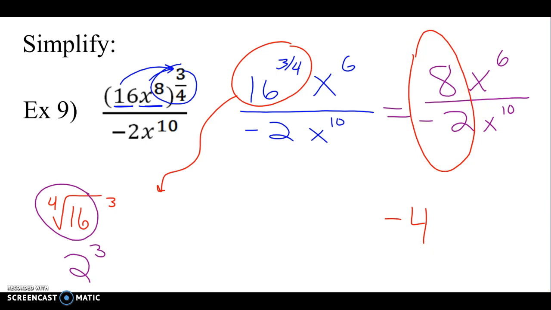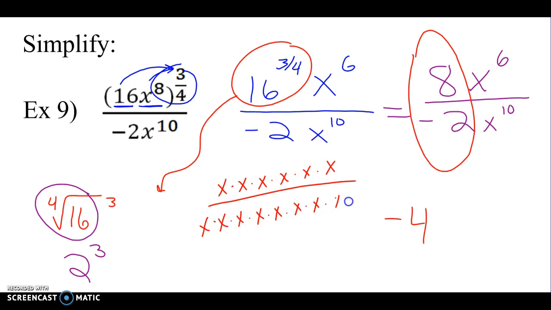Now if I have 6 x's on top, remember that's basically x times itself 6 times, over x to the 10th means that there's 10 of them on bottom. So how many cancel? That was good. Did you see that? 6. 1, 2, 3, 4, 5, 6 of them cancel.